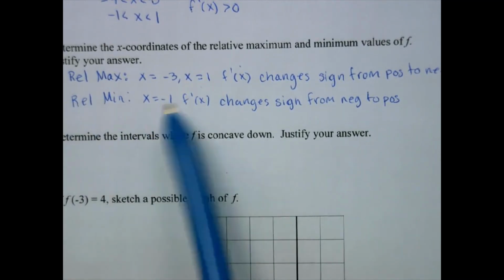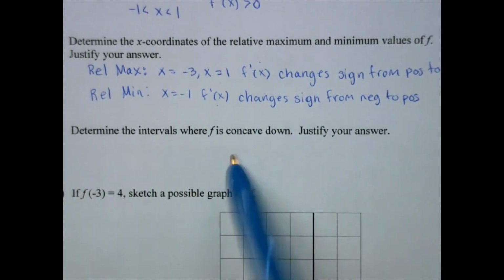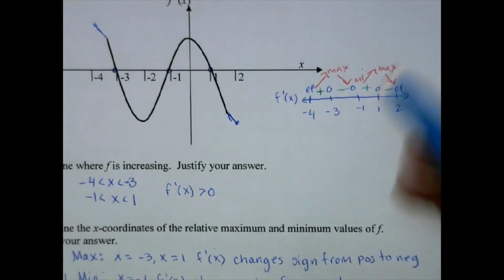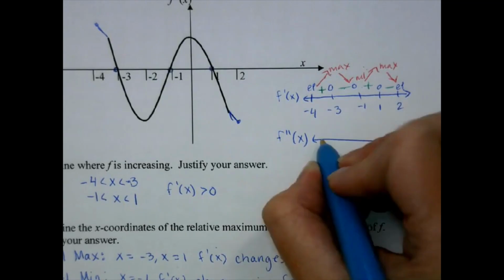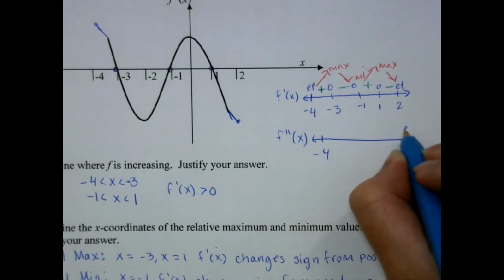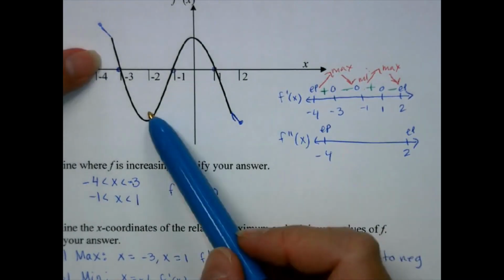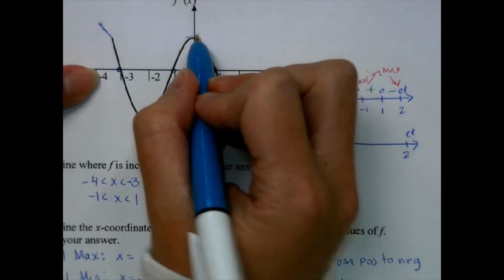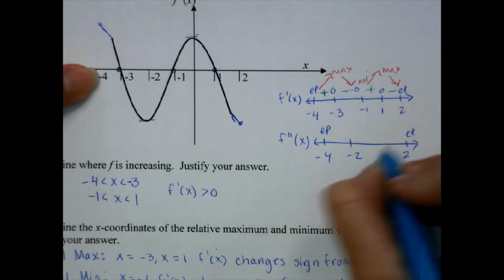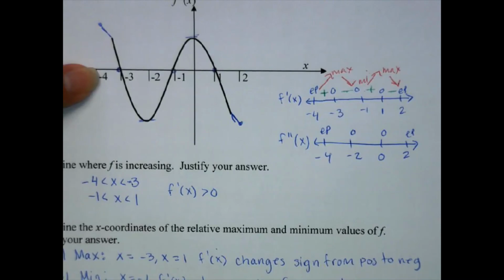So going back to my graph, okay, we have our endpoints. Okay, we're looking at the derivative of this graph. So in this graph it has a slope of 0, which is at -2 and 0. Since we have a slope of 0, the derivative would be 0. And then if the graph is decreasing, we have a negative derivative. If the graph is increasing, we have a positive derivative.